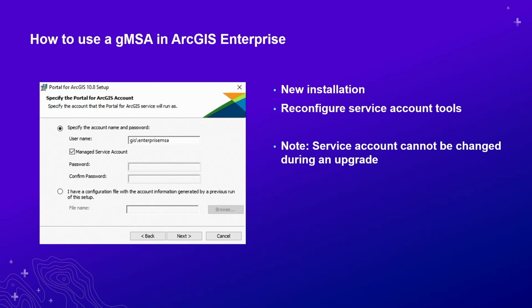Additionally, there are tools within various components of ArcGIS Enterprise that allow you to reconfigure the service account. This is under the tools directory. And in each of those, you can also specify the Group Managed Service account. One thing to note here, if you are upgrading from a previous release to 10.8 and want to use a Group Managed Service account, you cannot make that change during an upgrade. You can make the change before, but it'd be easiest to make the change after the upgrade. And that way you can use the service account tool in order to adjust it and utilize the Group Managed Service account.